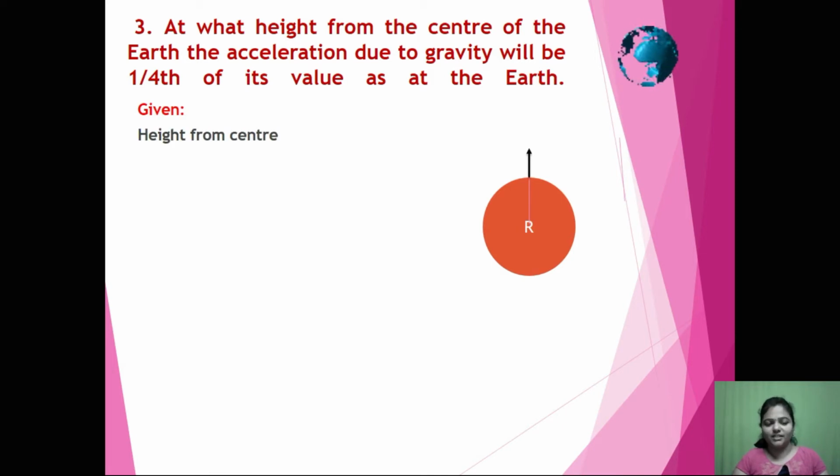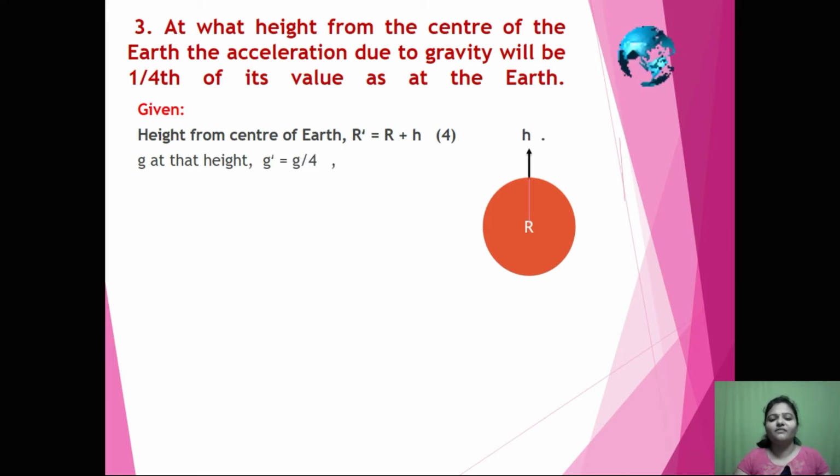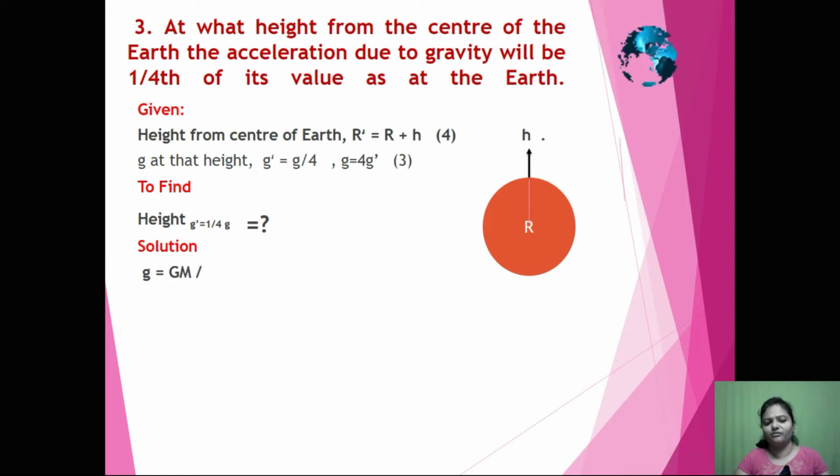So the given data is height from the center of the Earth is given by r dash is equal to r plus h, where r is the radius of the earth. So this equation we will have it as 4. Next, the g value at this particular height, that is r dash, is equal to g by 4. So this equation we will have it as equation 3. So when g dash is equal to g by 4, the value of g will be equal to 4g dash. We have to find the height at which g dash is equal to 1/4g.